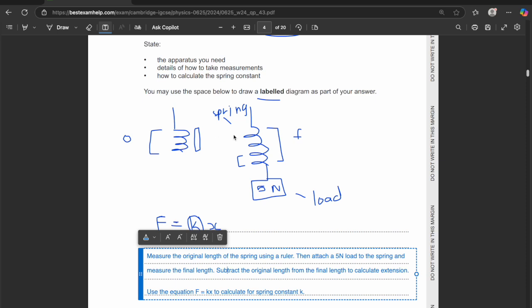And for something more to add for experiments, it's to repeat, right? To reduce random errors. So let's just repeat the experiment 3 times and take the average to get a more reliable result.